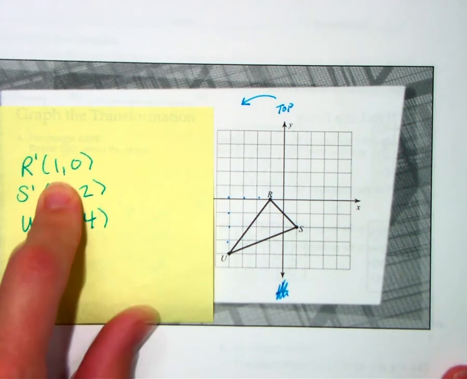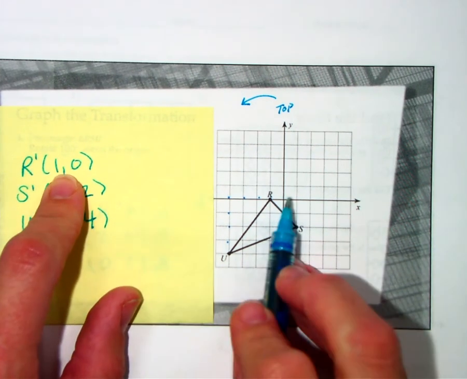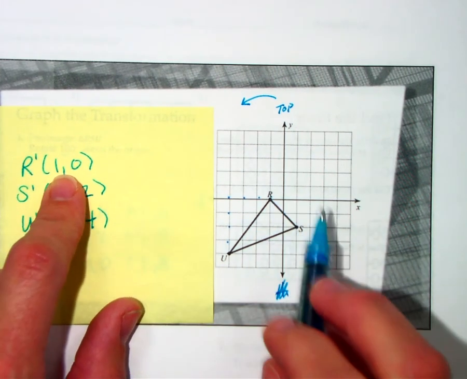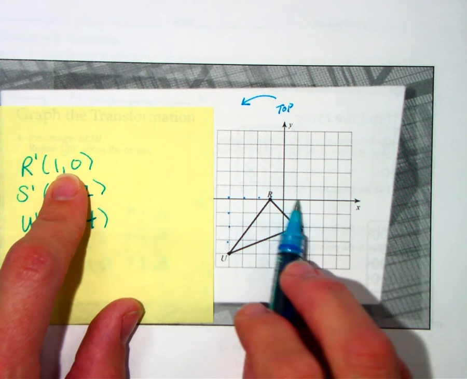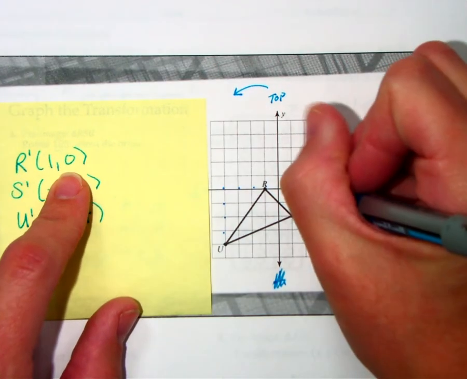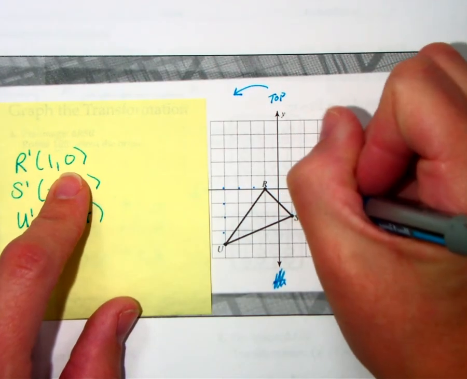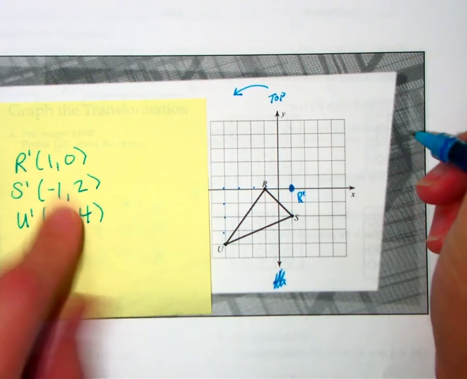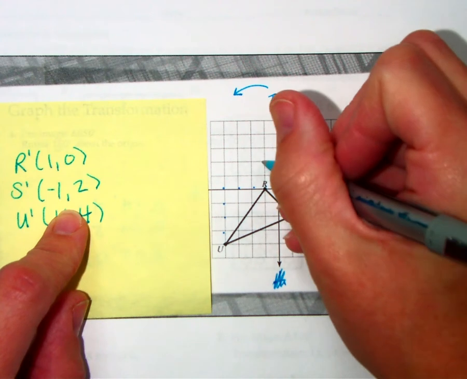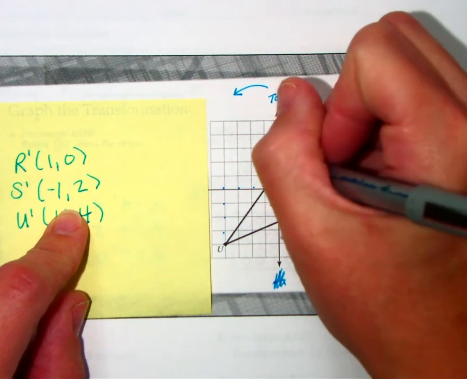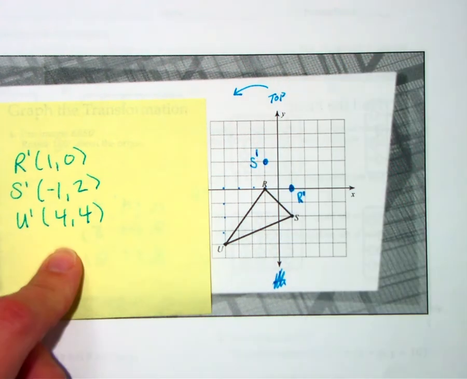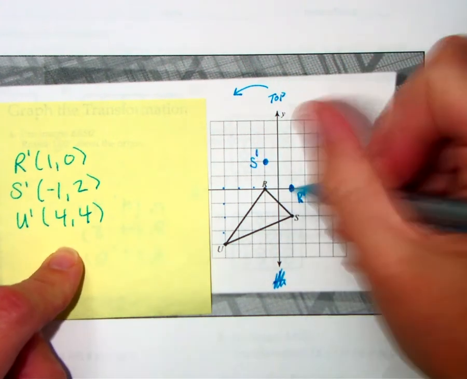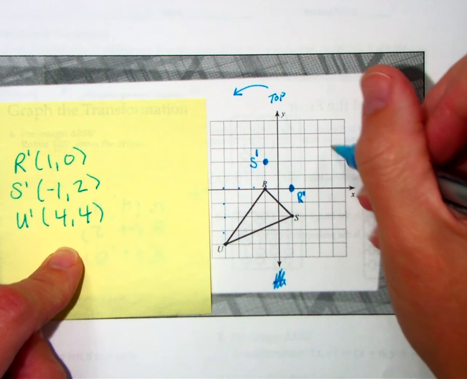Okay, so the first thing I'm going to do is graph 1, 0. Now you might be tempted to go this way, but that's negative, remember. So positive 1, 0 is right here. This is R. S is negative 1, 2. And U is 4, 4. 1, 2, 3, 4.